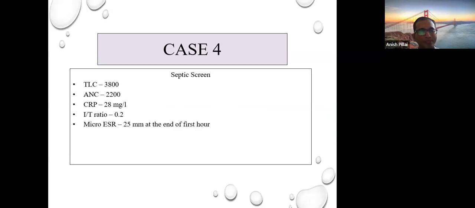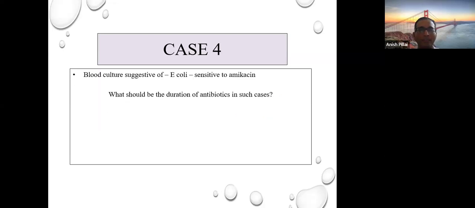And this was the sepsis screen. Low TLC, so low leukopenia. Look at the CRP 28 and micro ESR is 25. So this was again a positive sepsis screen. But like I said, because this baby was so symptomatic, we had started antibiotics already and we had already done a lumbar puncture and started antibiotics.